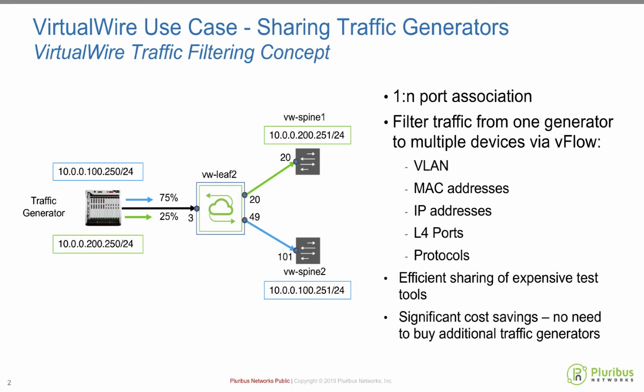In our demo, we have two streams, represented here in green and blue. The green stream represents 25% of the traffic and is being sent to the test device spine 1. The blue stream represents 75% of the traffic going to the test device spine 2. This capability enables efficient sharing of expensive test tools, resulting in significant cost savings since there's no need to buy additional traffic generators for multiple projects.